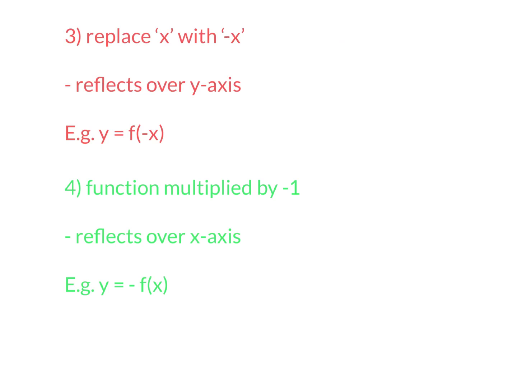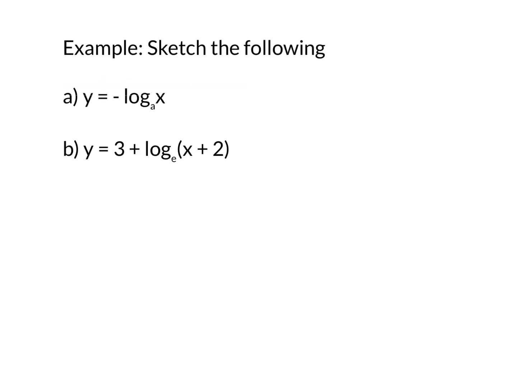If we replace the x with a negative x, it reflects over the y-axis. So that's y = f(-x). And if the function is multiplied by minus 1, it reflects over the x-axis. So that's y = -f(x), the negative of the original function. So it's all about looking at the original function and what translation happened.